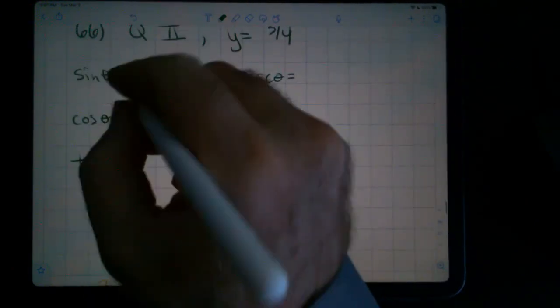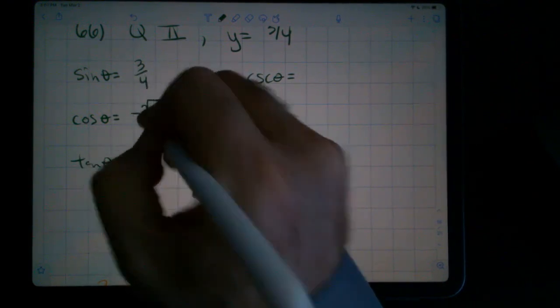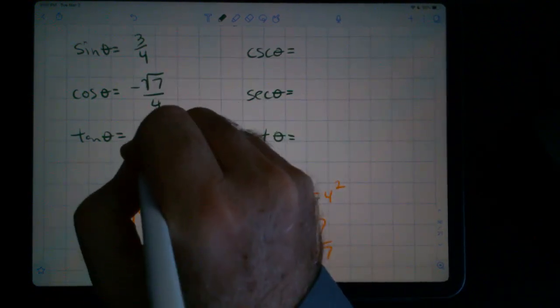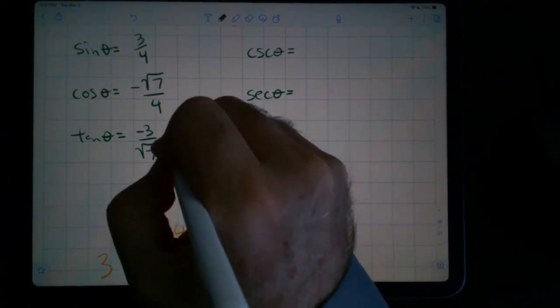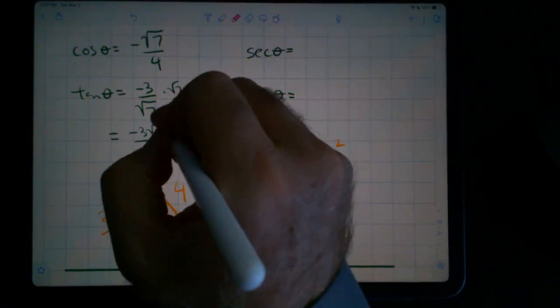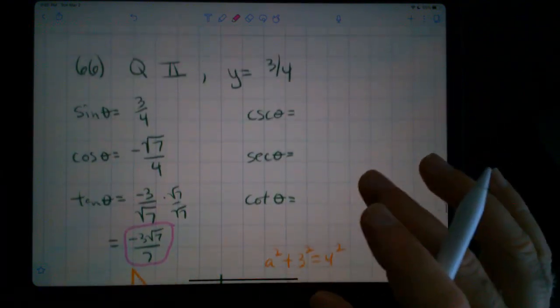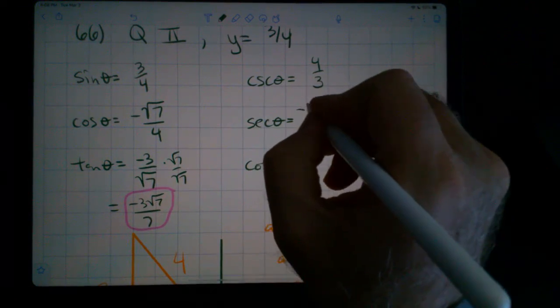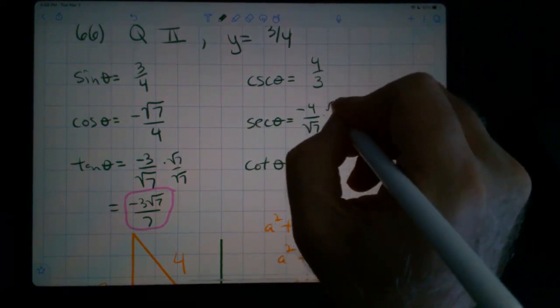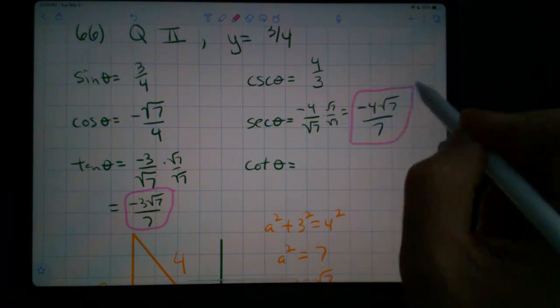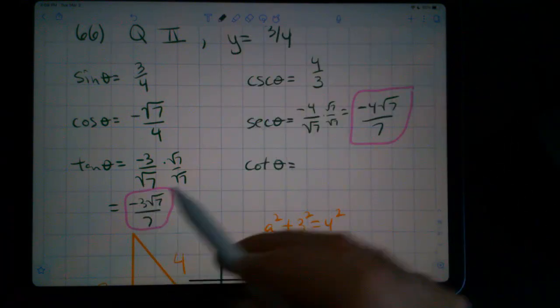So sine is 3 over 4. Cosine is negative 7 over 4. Then tangent is sine over cosine. Rationalize the denominator. Cosecant is the inverse of sine. Secant is the inverse of cosine. Rationalize the denominator. And cotangent is the inverse of tangent.